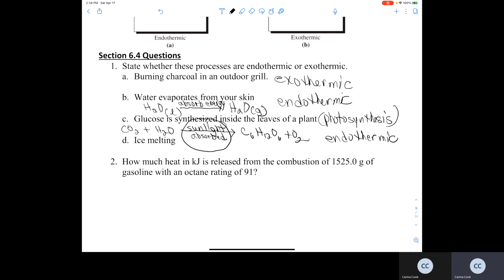And then ice melting means you're taking ice, solid water, and converting it into liquid water. So to do this, heat energy has to be absorbed. In order to melt something, you've got to add heat.